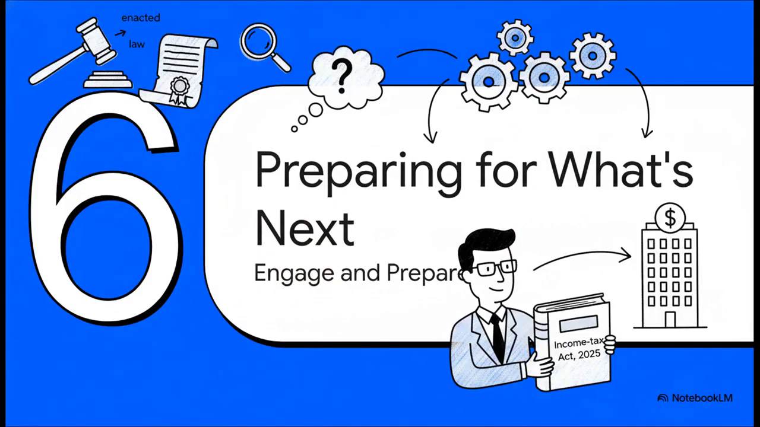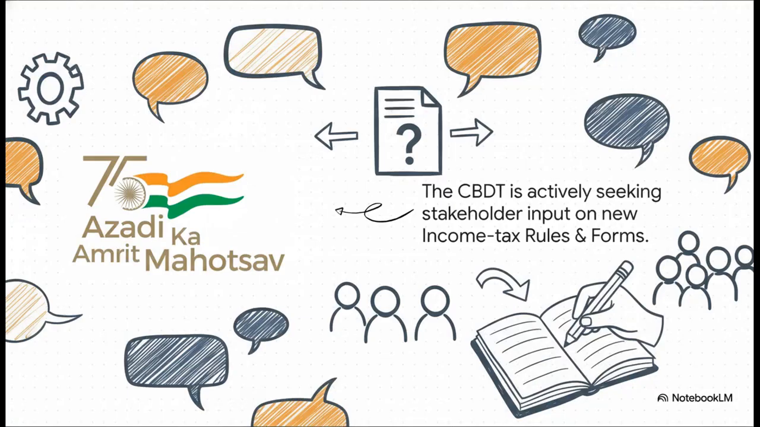So, with the law officially on the books, the focus now shifts to implementation. How can we, as tax professionals and business owners, actually prepare for what's coming our way? The good news is the government isn't doing this in a vacuum. The Central Board of Direct Taxes, the CBDT, has already kicked off a huge consultation process. They've put out draft rules and forms, and they are actively asking for input from stakeholders, and yes, that means you, on everything from simplifying language to making compliance less of a headache.